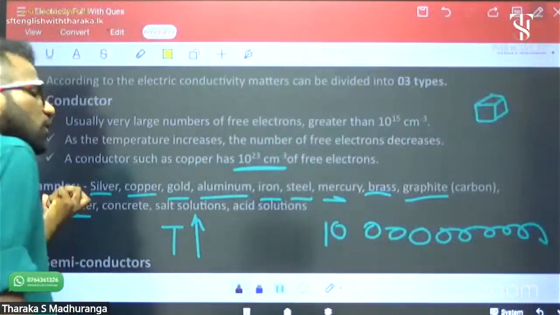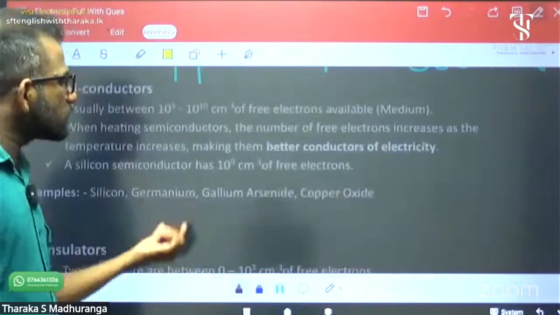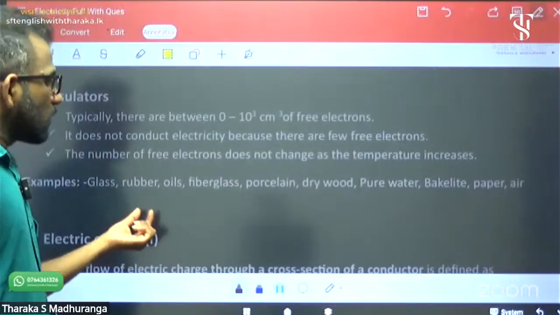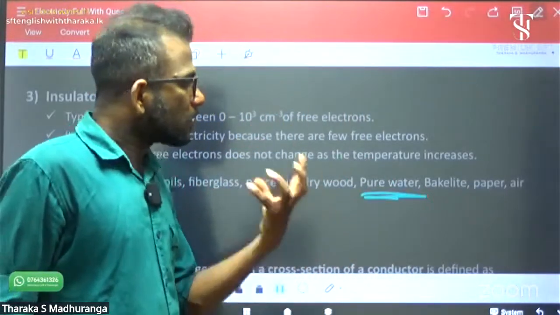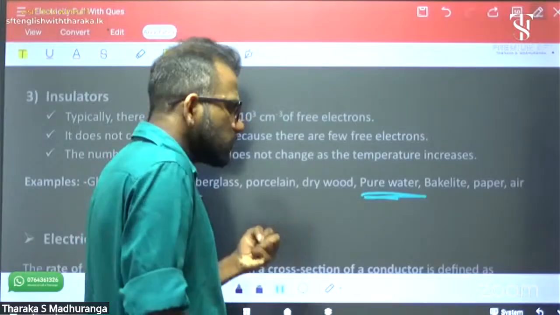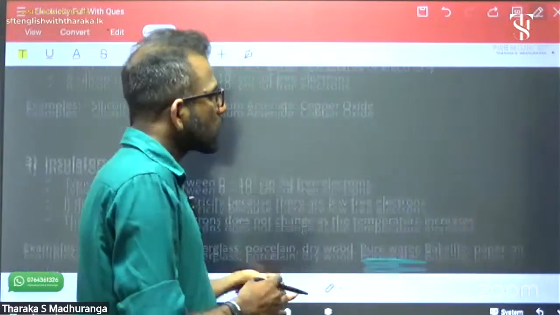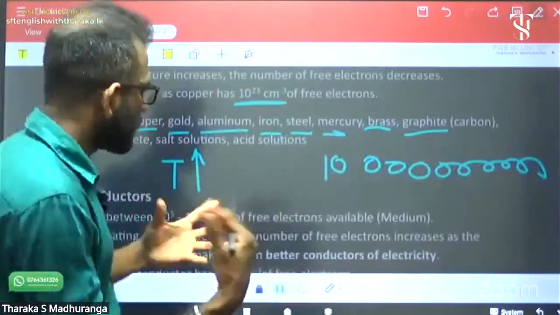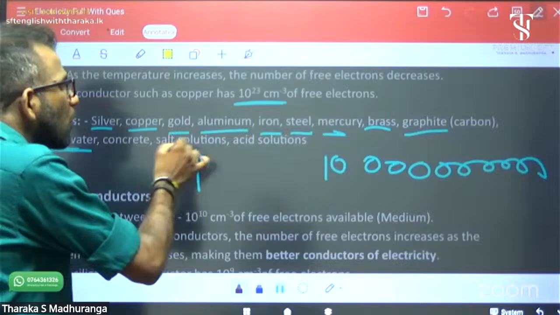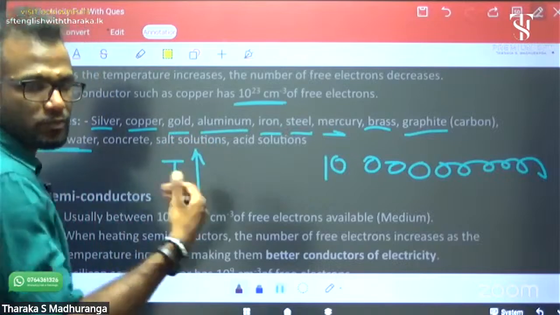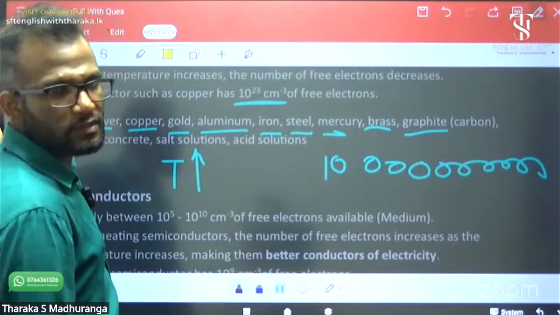Normally, impure water, including drinking water, conducts. As an insulator example, you can see pure water. Pure water means deionized water. Deionized means no ions, no minerals in the water. Normal natural waters are conductors. Salt solutions, salts meaning minerals, and acid solutions are good conductors.